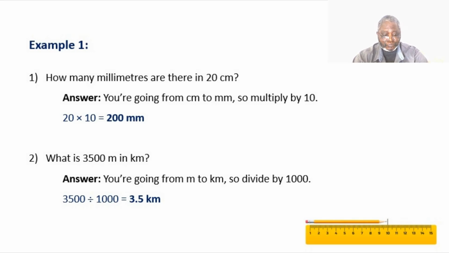Okay? 2. What is 3,500 meters in kilometers? Answer, you're going from meters to kilometers, so you divide by 1,000. And then 3,500 divided by 1,000 is equal to 3.5 kilometers.